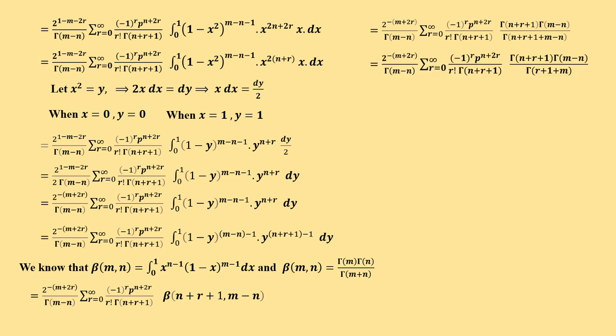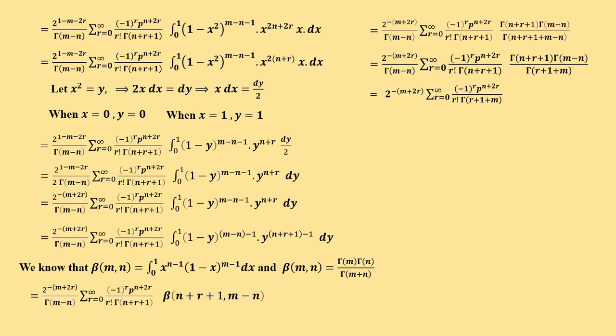So this is equal to 2^(-m+2r)/Γ(m-n) summation r equal to 0 to infinity (-1)^r p^(n+2r)/(r! Γ(n+r+1)) into Γ(n+r+1) into Γ(m-n) by Γ, so n minus n get cancelled, so remaining you are having r+1+m. In the numerator you are having Γ(m-n), in the denominator Γ(m-n) gets cancelled. Similarly in the numerator Γ(n+r+1), in the denominator also Γ(n+r+1) gets cancelled.